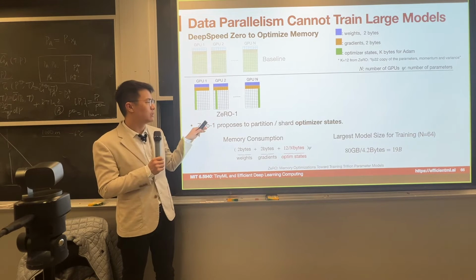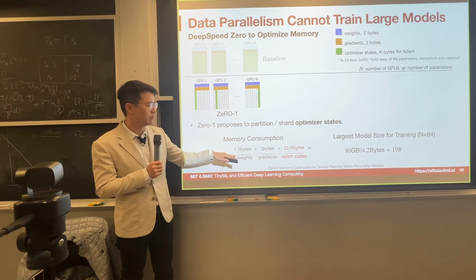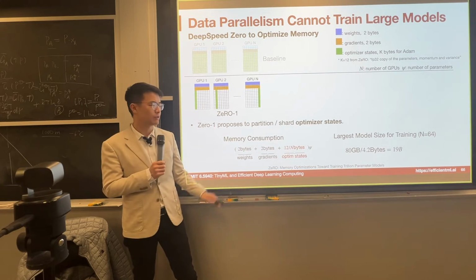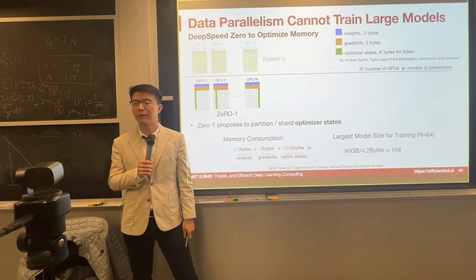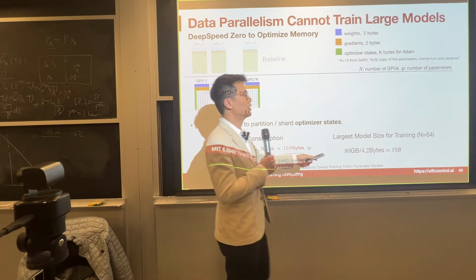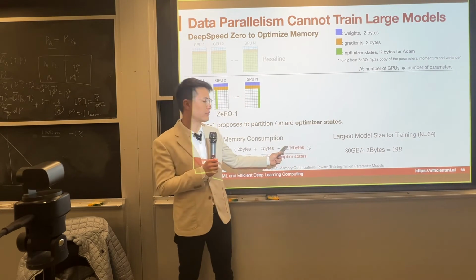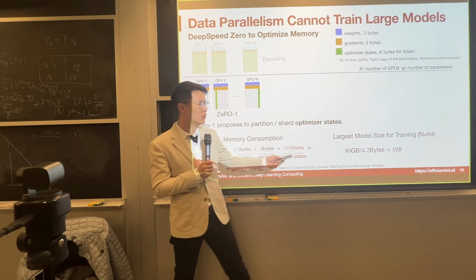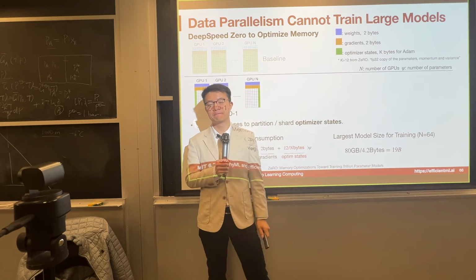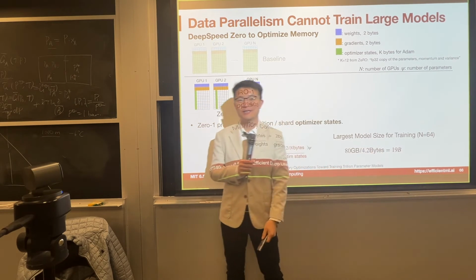So in this way, ZeRO-1 proposes to partition and shard the optimizer state so that we can divide the optimizer state by n, so that you can reduce the number of bytes for each parameter. So 2 plus 2, if we assume having 64 workers, so 12 divided by 64 plus 4, you have 4.2 bytes to train each parameter. So you divide 80 by 4.2, you can train a 19 billion parameter model.